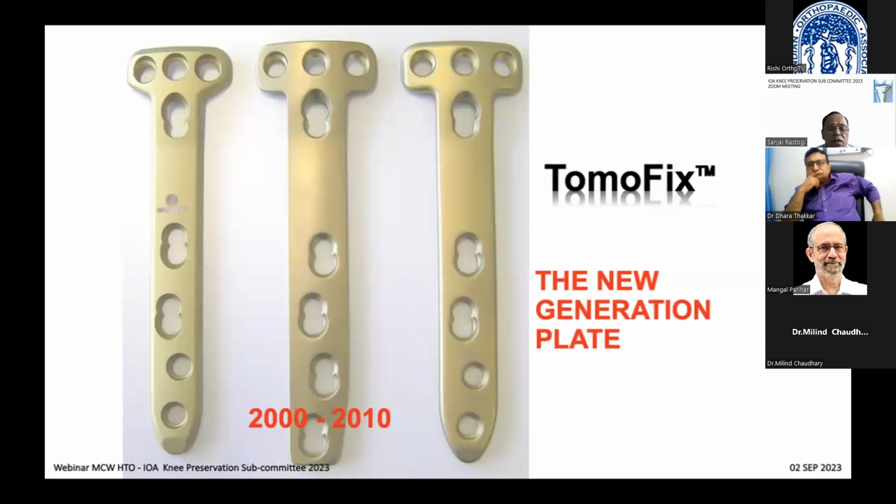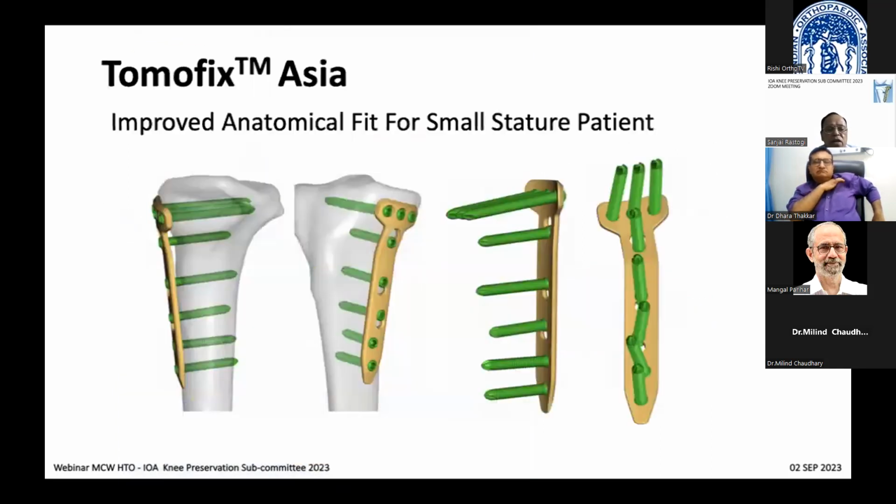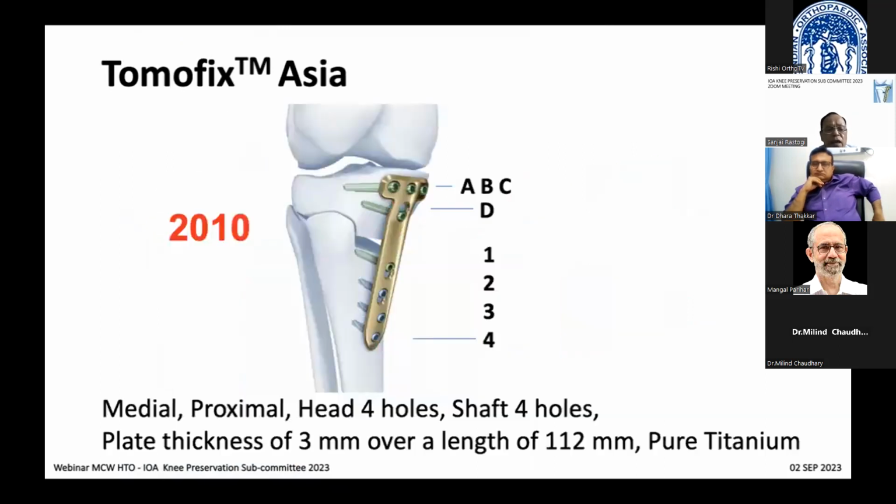The newer generation plate was introduced in 2011, and the same year later, a plate was introduced for the Asian population, and biomechanically they were identical. The Asian plate was such that it led to an anatomical fit of these small stature patients. And the thickness of this plate is 3 mm. This must be remembered because when you put locking head screws, they should be perfectly placed to have perfect locking.